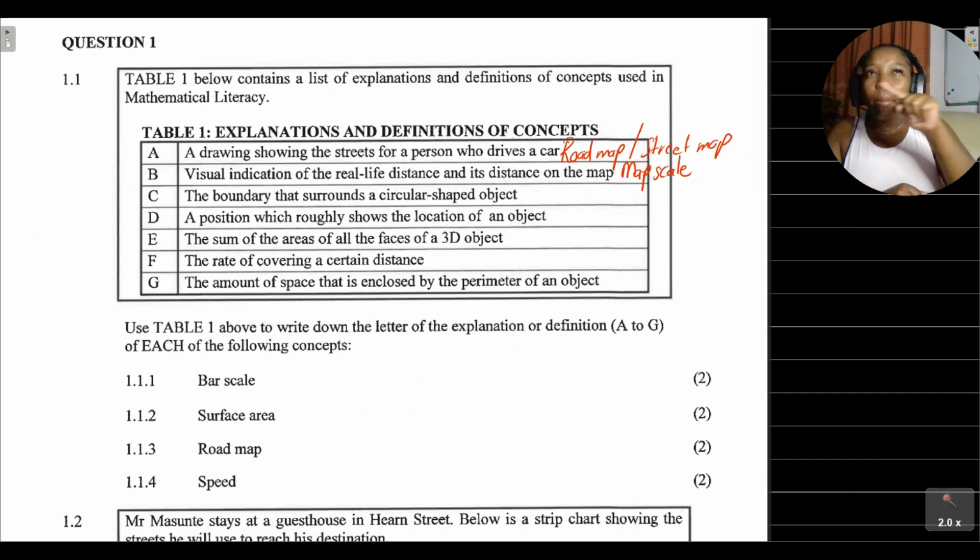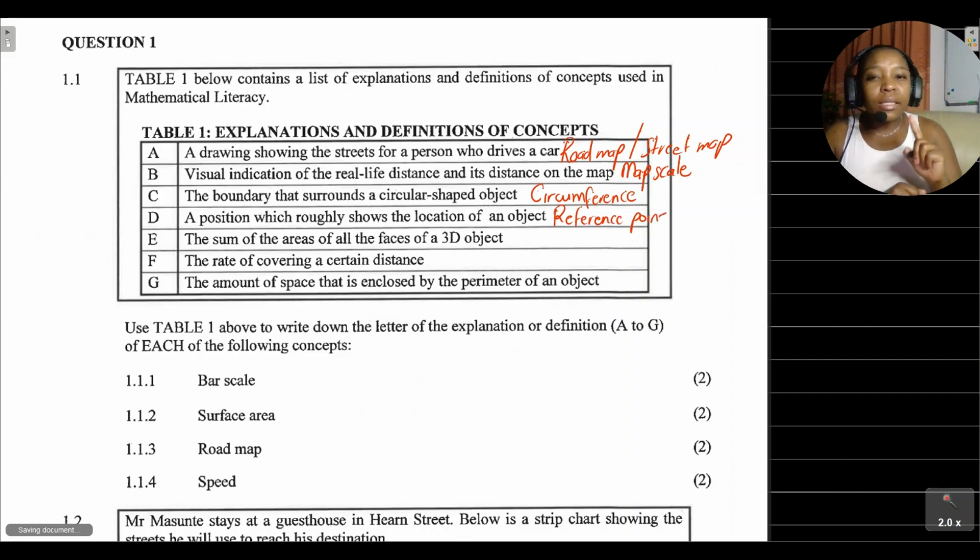C, the boundary that surrounds a circular shaped object. Okay, if we're talking about a boundary or the outline of a circular shaped object, that seems like they're talking about a circumference. D, a position which roughly shows the location of an object. So maybe if we've got a position that roughly shows a location of an object in a map, right? A point, or I'm thinking a reference point would be a position that shows the location of an object. So I'm thinking here maybe that's a reference point.